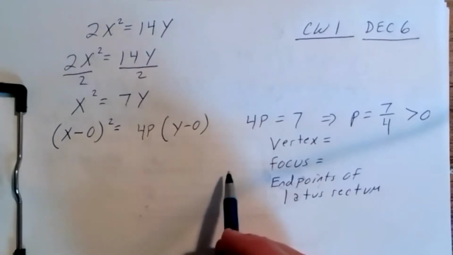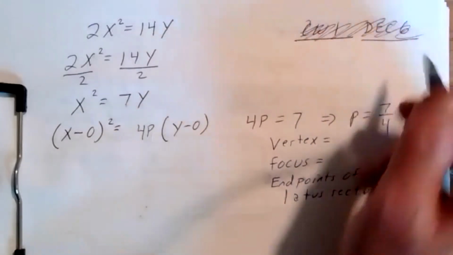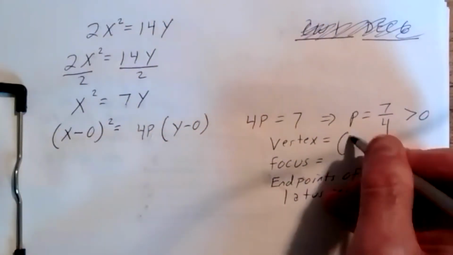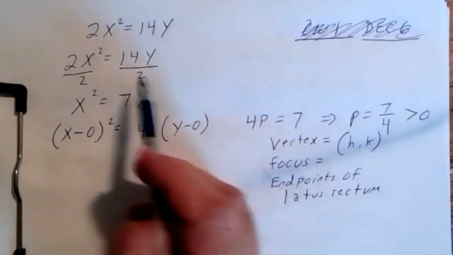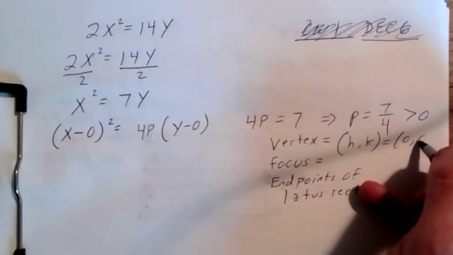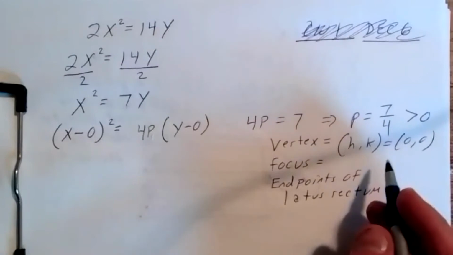So maybe this is not classwork 1. So we'll cancel classwork 1. Anyways, let's see if we can get a feel on this. What would be my vertex point? It's going to be (h, k). So it would be what? (0, 0), the origin. There's the vertex at the origin. p is equal to 7 fourths. Parabola opens upward.